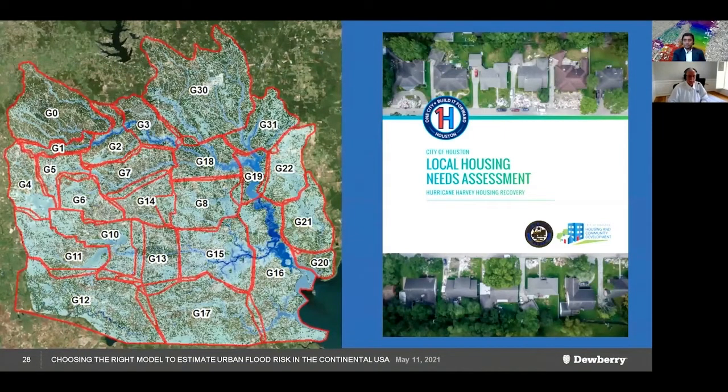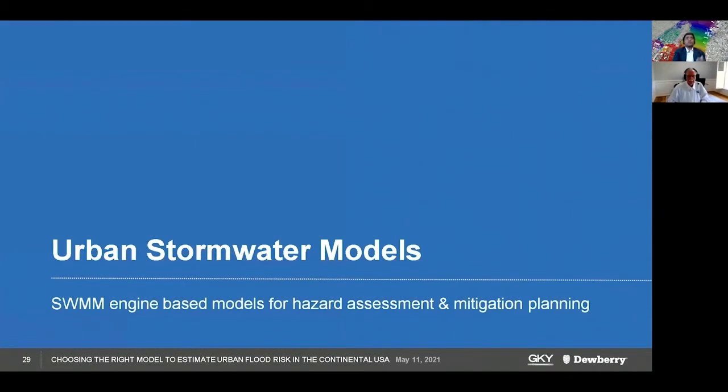So using this approach, the impact of Harvey in the areas of impact were actually predicted with a high level of confidence and matched very well with both the high water marks and the reports based on the impact data. Our study helped direct the funds to recovery programs and served as the basis for planning and outreach for housing activities using CDBG-DR funds. Moving on to a series of urban stormwater models, SWMM engine-based models for hazard assessment and mitigation planning.